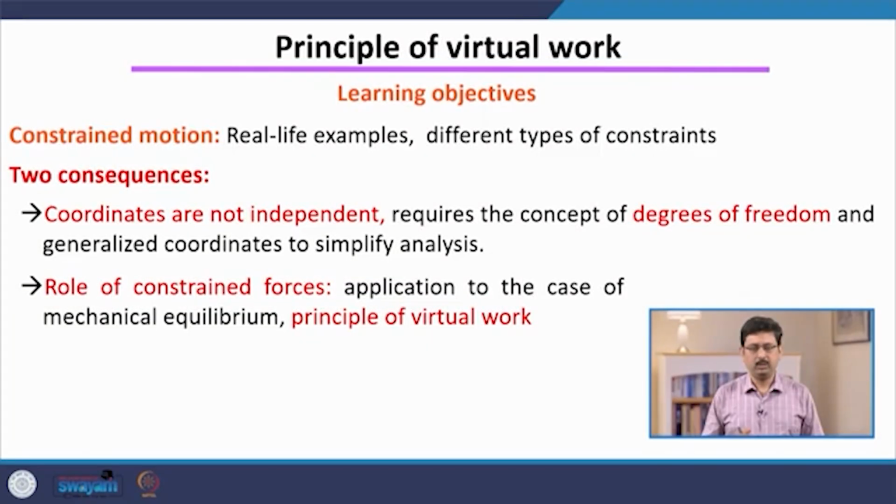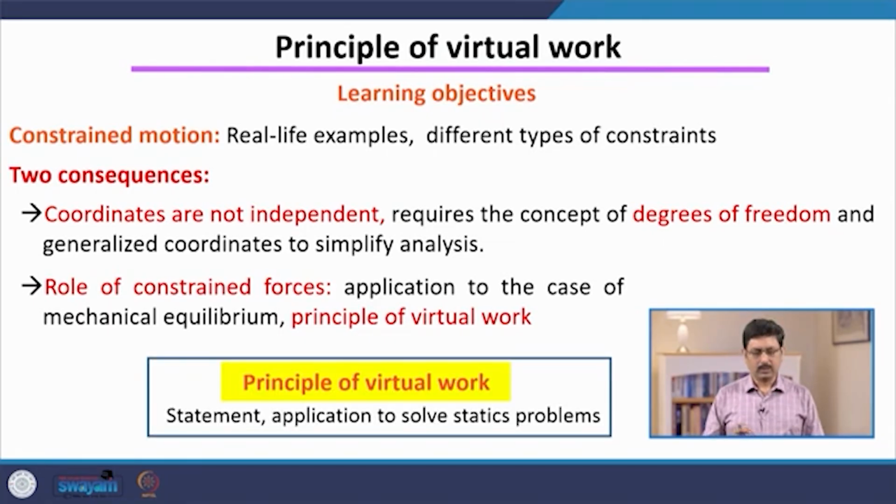Once we know what we are talking about, we will discuss two consequences of the fact that the motion can be constrained. First, the coordinates are not independent, and here we shall introduce the concept of degrees of freedom and generalized coordinates that will simplify the analysis. Second, we shall look at the role of the constraint force, and we will see that one trick to get rid of the constraint force is to realize that they do not do any work, and that will lead to the principle of virtual work. We shall first state the principle, and then work out examples to explain how to use it.